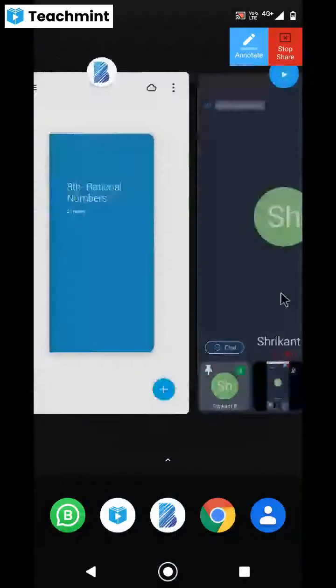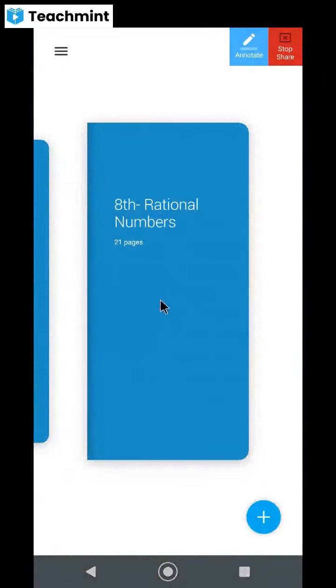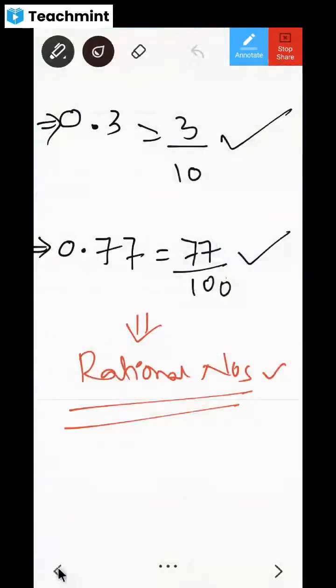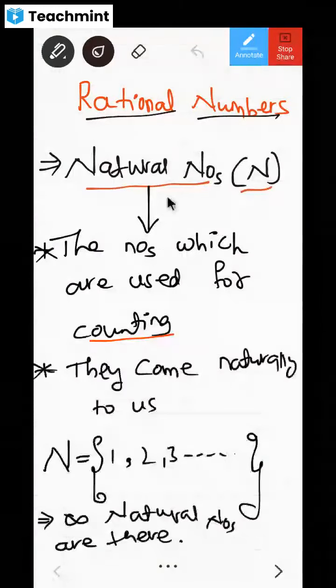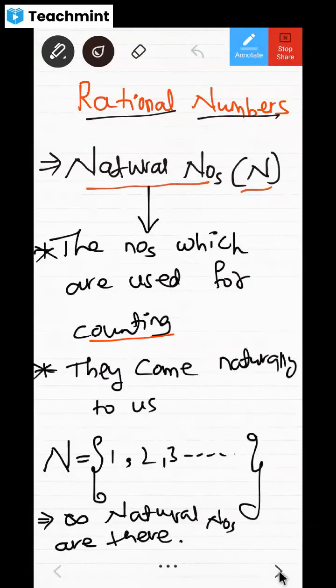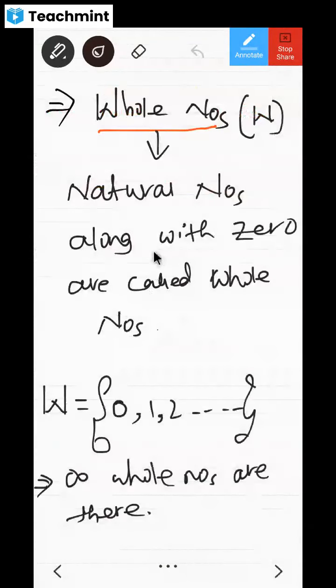We're looking at the chapter called Rational Numbers, and we have discussed so many things, right? Before getting to know what rational numbers are, we talked about natural numbers, and we have seen the symbol N. Natural numbers are the numbers which are used for counting, and they come naturally to us. There are infinite natural numbers. Whole numbers means all natural numbers along with zero, and the symbol is W.